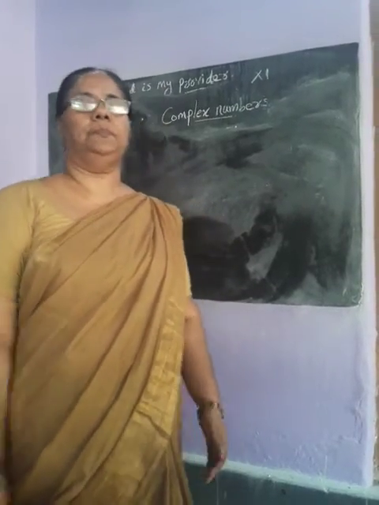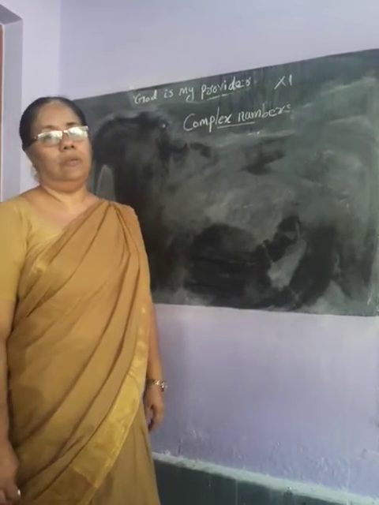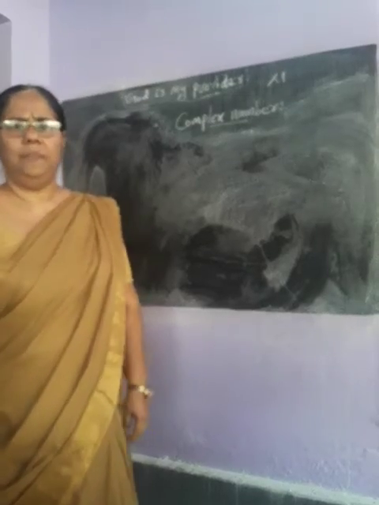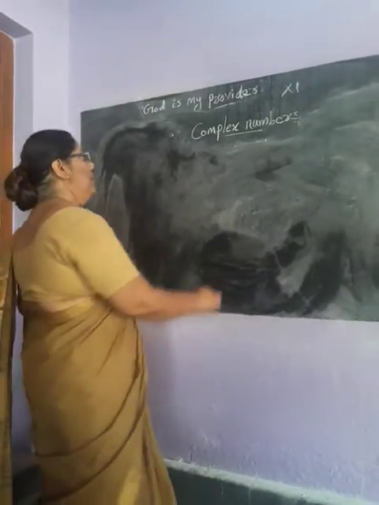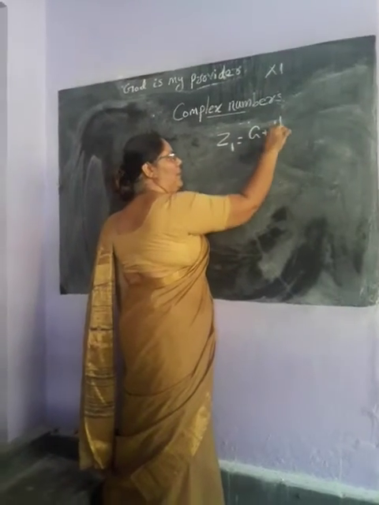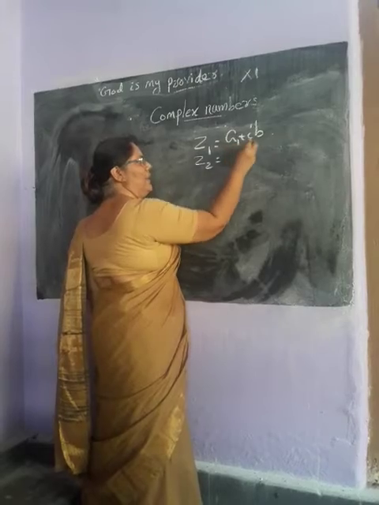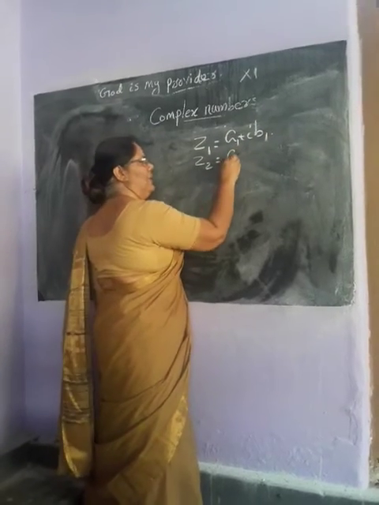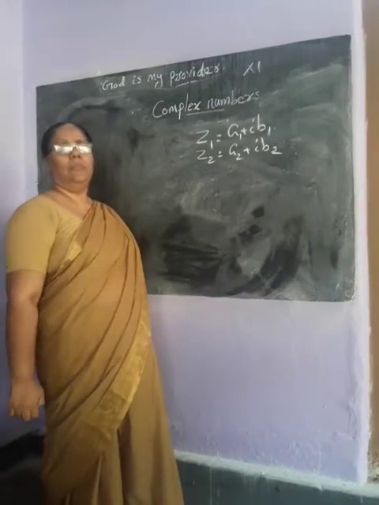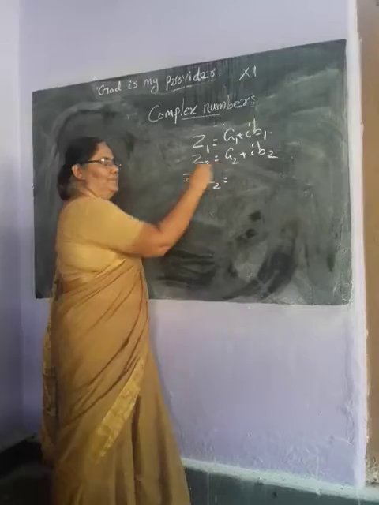Here, I'm going to write the operation on complex numbers. You know that the first operation is addition. Let Z1 is equal to A1 plus iB1 and Z2 is equal to A2 plus iB2. Then our aim is to find Z1 plus Z2.